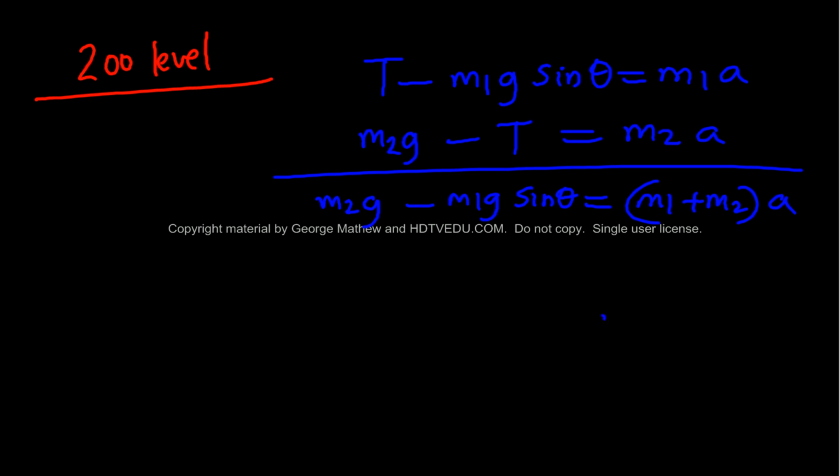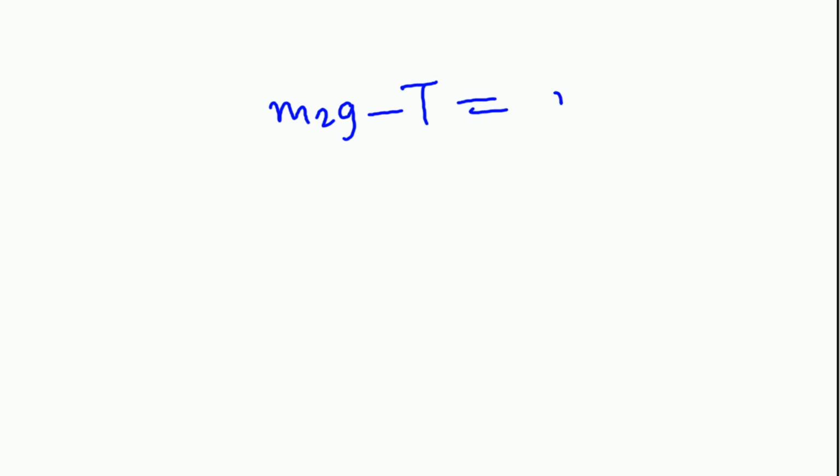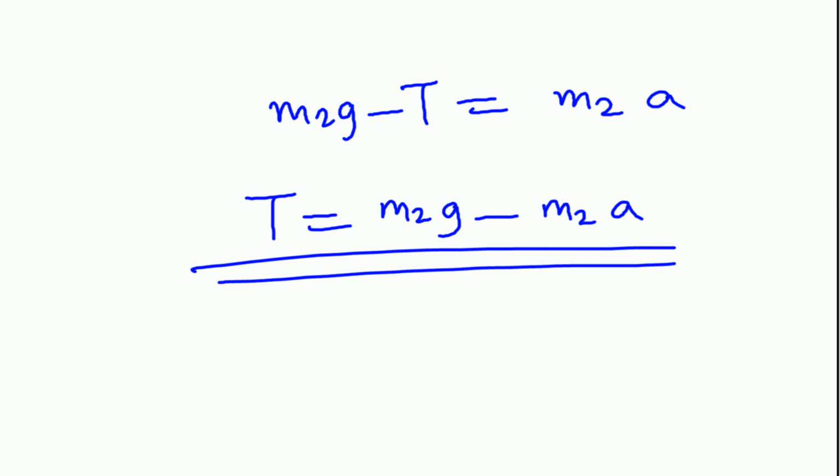So what is A? G times M2 minus M1 sine theta, divided by M1 plus M2. And once you have A, substitute back into M2G minus T equals M2A. So what is T? M2G minus M2A. So once you have A, substitute back into this.